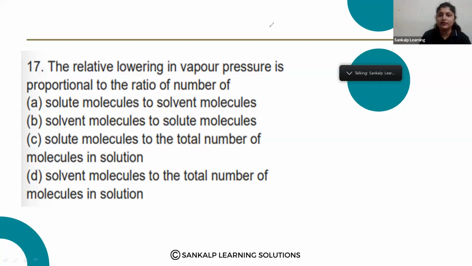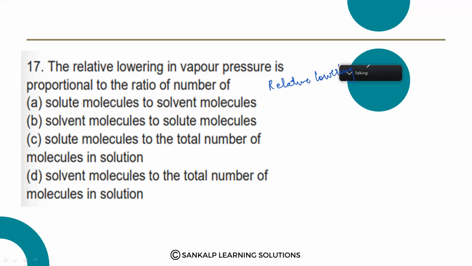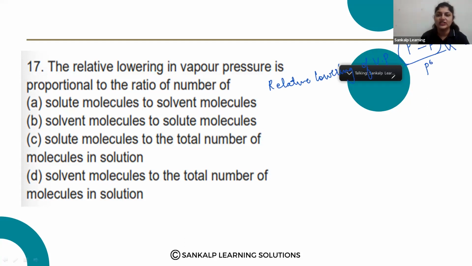So relative lowering of vapor pressure, how is it given? It is P naught minus P divided by P naught. Relative lowering of vapor pressure is directly proportional to X2, that is the mole fraction. So that is X2.